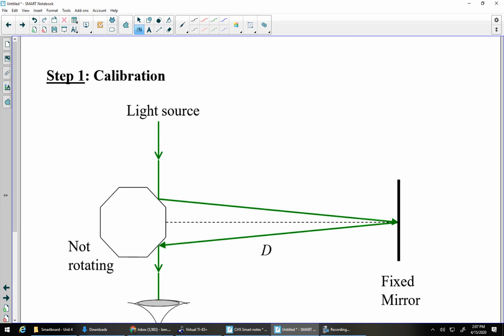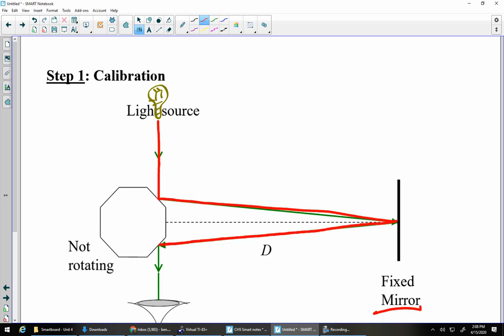Cool. So when the mirror is not rotating, essentially what we have is a light source. I'm going to draw it as a light bulb to show our light source. And the light ray, so one ray of the light, would come down. It would reflect off the mirrored surface. It would go over to a secondary fixed mirror. So our fixed mirror is over here. It would reflect off the fixed mirror.